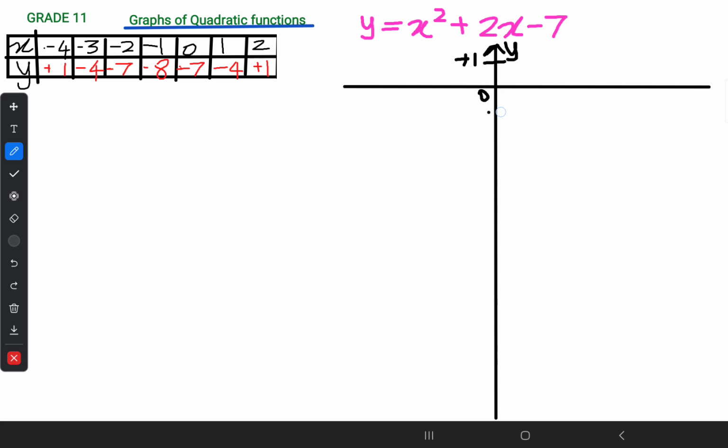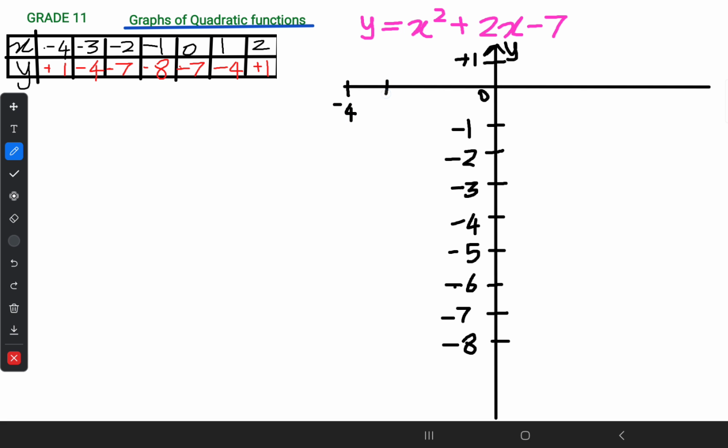Yeah, so 0, -1, -2, -3, -4, -5, -6, -7, and -8. This is enough. The x-axis is -4 to 2. So -4, -3, -2, -1, 0, 1, and 2. This is enough. This is our x-axis.